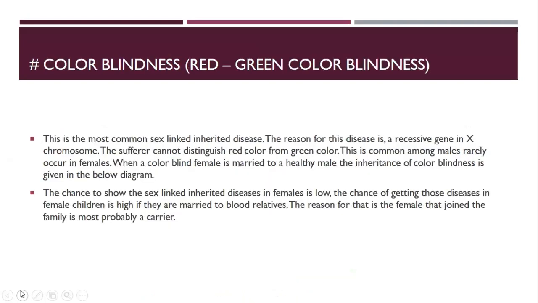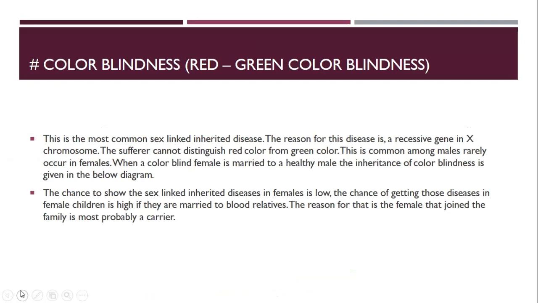Color blindness, red and green color blindness. This is the most common gender-linked inherited disease. The reason for this disease is a recessive gene in the X chromosome. The sufferer cannot distinguish red color from green color. This is common among males and rarely occurs in females. When a colorblind female is married to a healthy male, the inheritance of color blindness is given in the below diagram. The chance to show the sex-linked inherited disease in females is low.